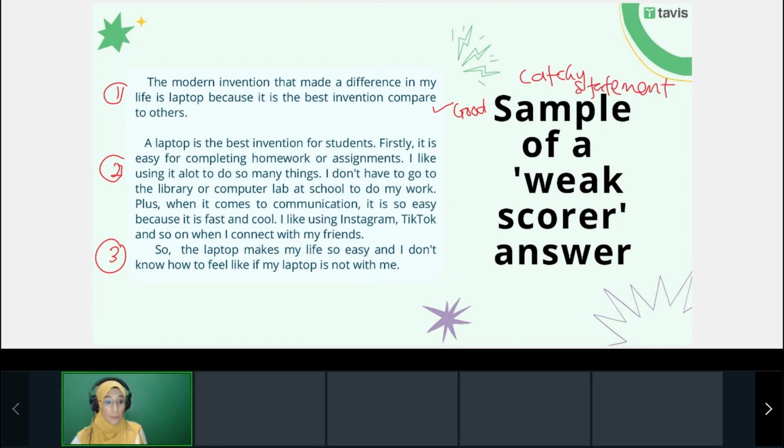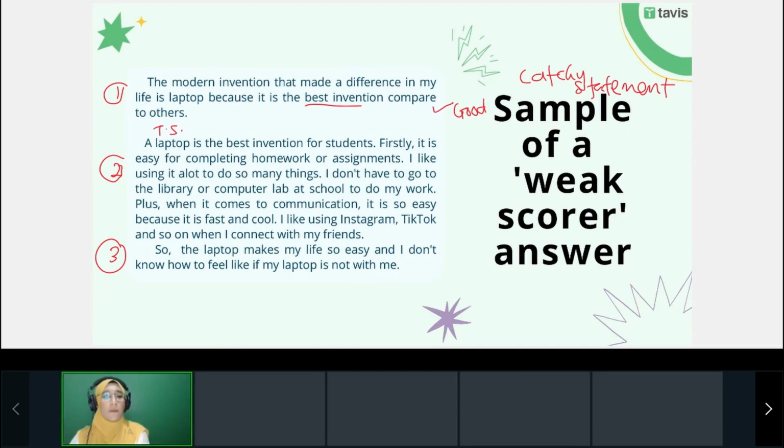Like the one that we did before, identifying the topic and the controlling idea. It's sort of catchy as well, instead of just answering the task given. Come up with a catchy statement instead of just stating the whole idea with the reason being that it's the best invention compared to others. And then you are supplying the topic sentence, so I'm just going to write TS: A laptop is the best invention for students. Okay lah, teacher can accept.